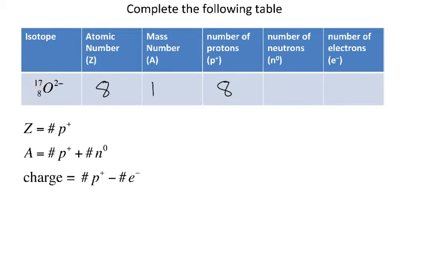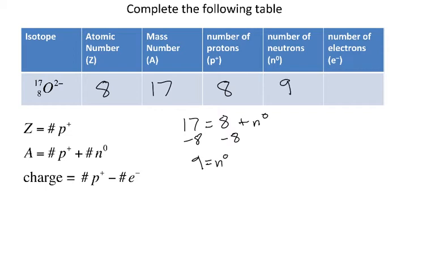I can use this formula to figure out the number of neutrons, because I know the mass number and the number of protons, so I can say, all right, I know that the mass number is 17. That's equal to 8 plus the number of neutrons. So to get the neutrons, I'll subtract 8 from both sides. So I get 9 is the number of neutrons.